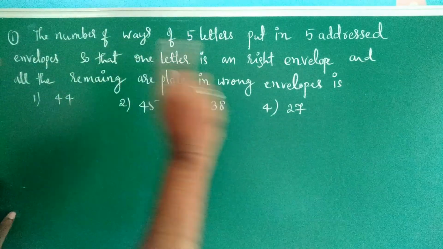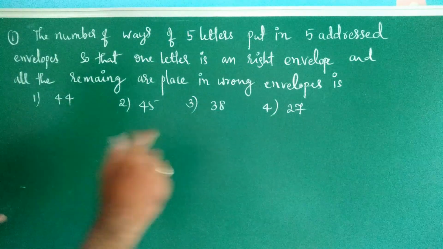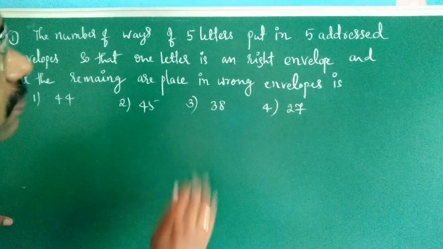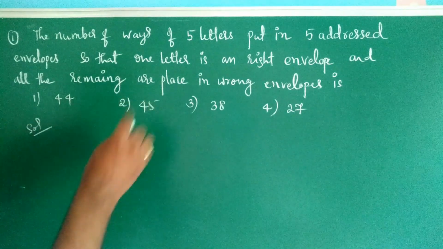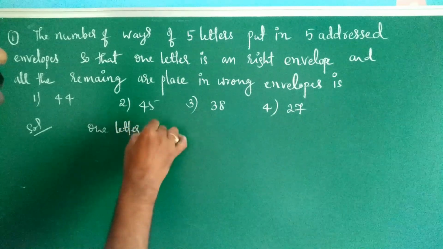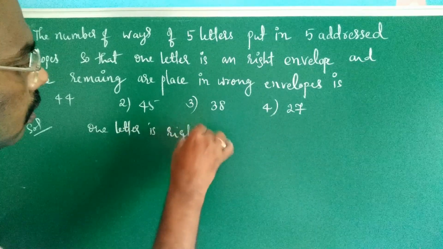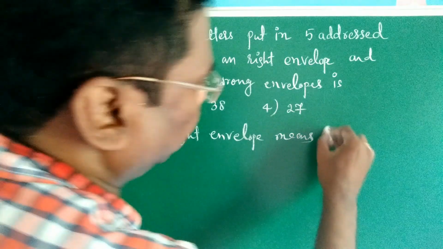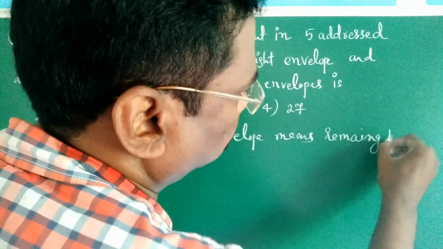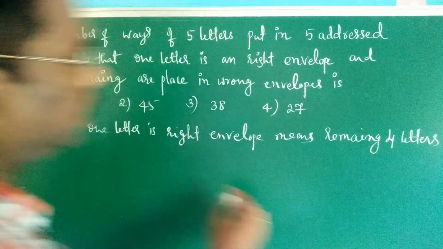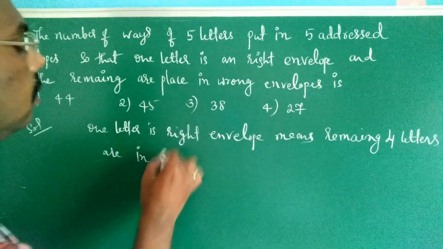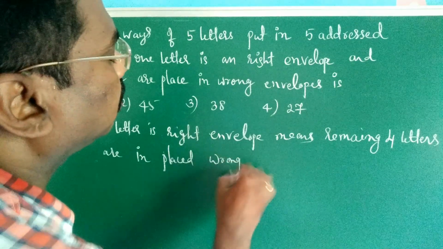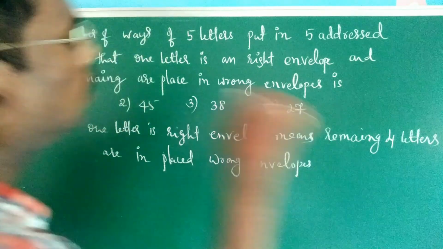The number of ways 5 letters can be put in 5 addressed envelopes such that one letter is in the right envelope and all the remaining are placed in wrong envelopes. Now here one letter is in the right envelope, which means the remaining 4 letters are placed in wrong envelopes.